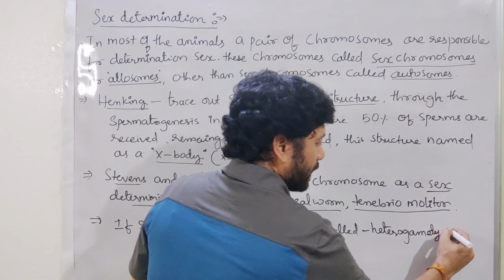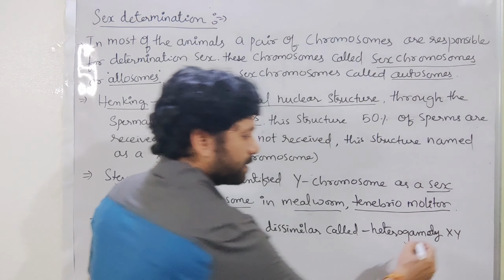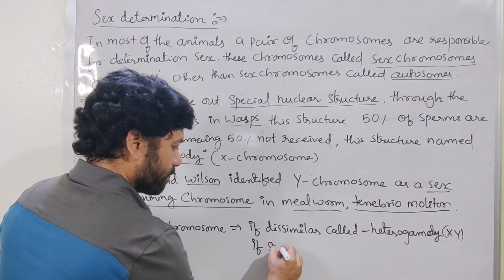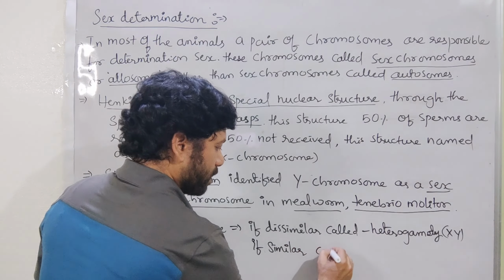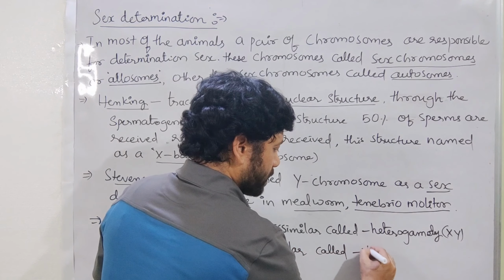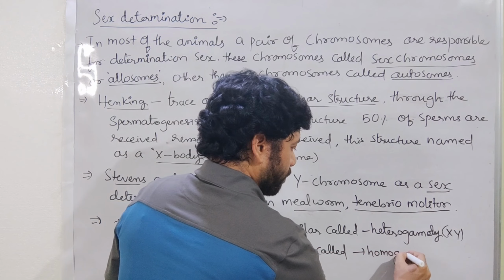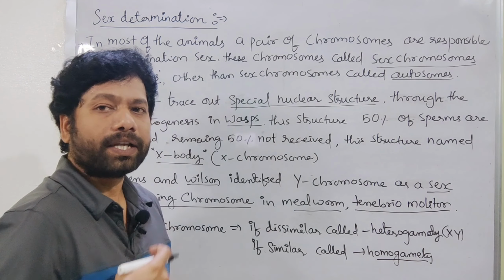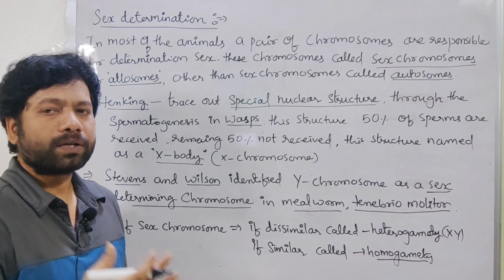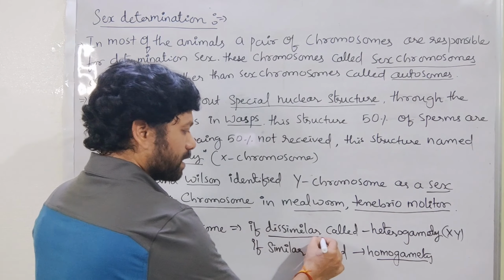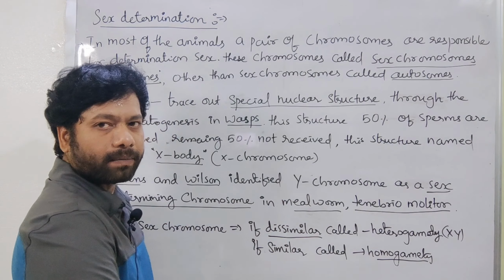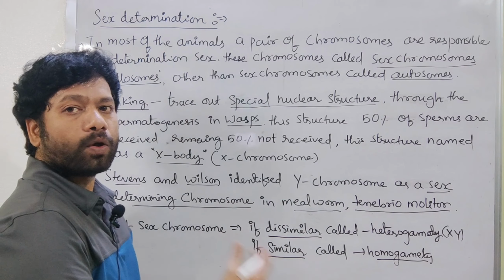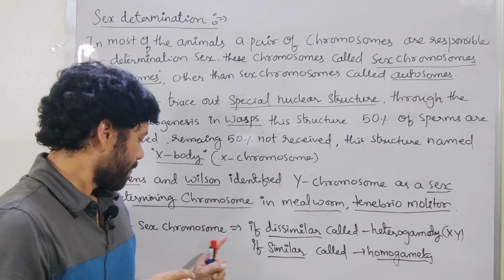It means X Y like that one. There is a difference, and if similar, it is called homogamety or homozygous; heterozygous. Now dissimilar gametes are present, so that is our dissimilar gametes, heterogamete. If the similar is present, I call it homogamete. So this is the sex chromosome.